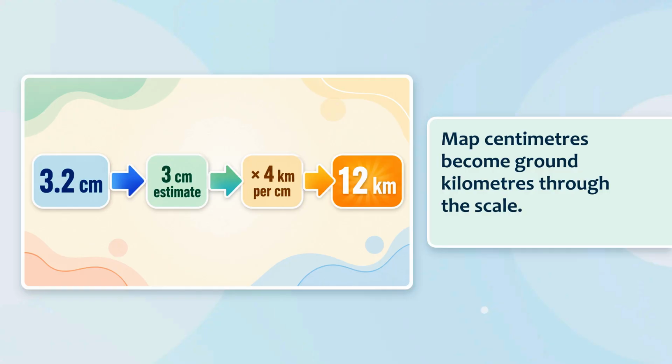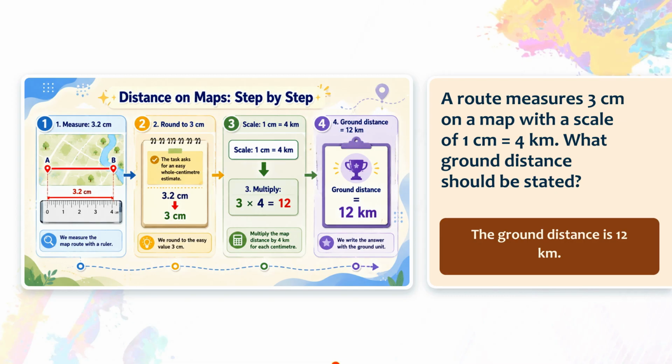The units show what each number means. Map centimeters become ground kilometers through the scale. Keeping the units visible prevents centimeters on the page from being mistaken for kilometers on the ground. Work through the 4 steps in order.